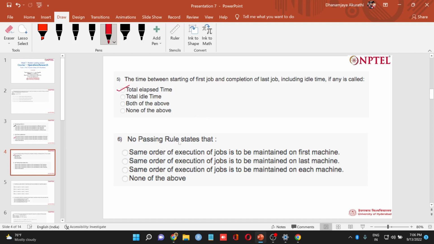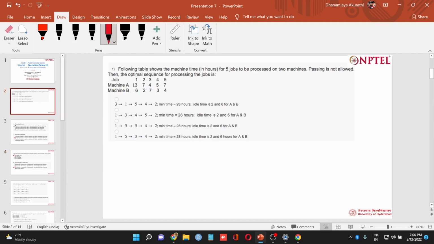And the no passing rule states that passing is not allowed. We can observe in problems that the passing rule is not allowed. That means the same order of execution of jobs must be maintained on each machine. If jobs 1 to 5 are given, in the order jobs 1, 2, 3, 4, 5, first on machine A and then machine B, only that order is allowed. No other orders are allowed. That means passing is not allowed.